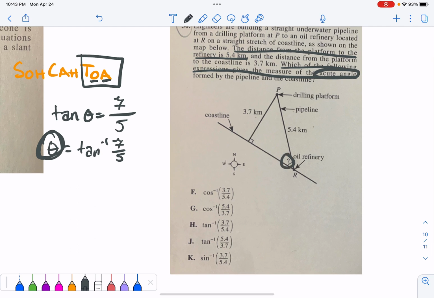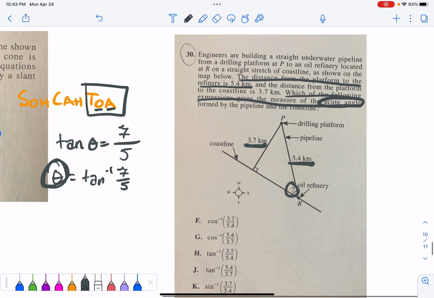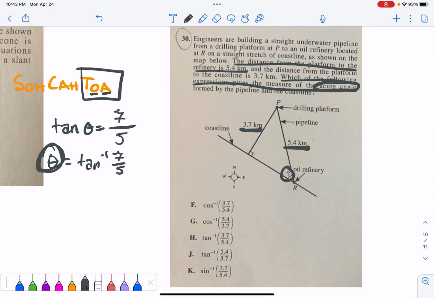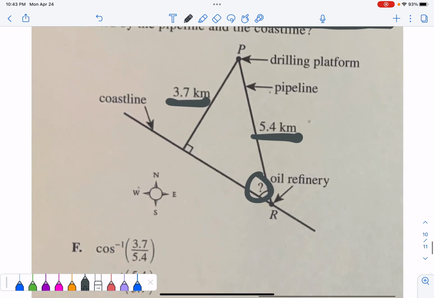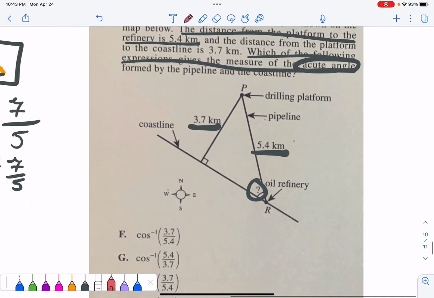I see this question mark here. I know this dimension. I know this dimension. I'm not going to waste my time reading that whole paragraph because that's going to slow me down. I have those two dimensions. I have the angle. I know that I can use SOHCAHTOA on this because it's a right triangle. And so I'm going to do that using those guys.